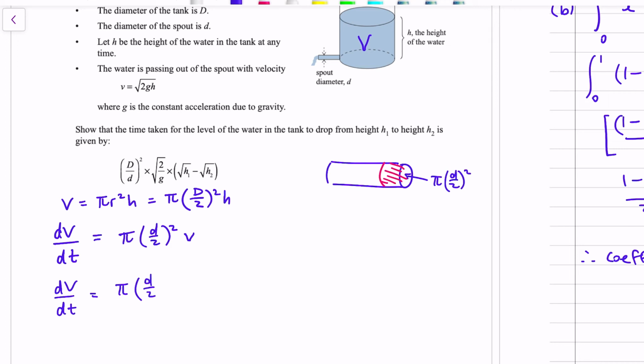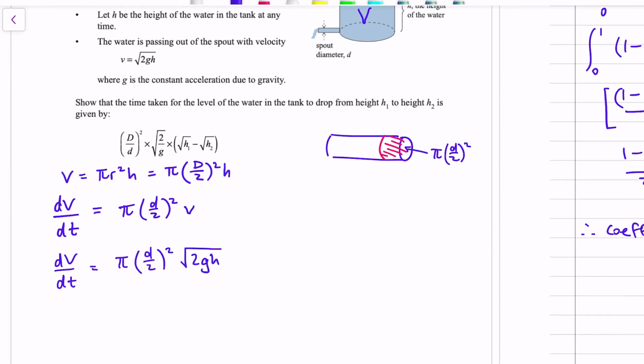Remembering that little d is just a constant. And we've still got a problem because this differential equation still has 3 variables in it. G is a constant, so we can pull that out as root 2g. But we've still got h to the half. Okay, so still 3 variables. And this is where related rates helps us.